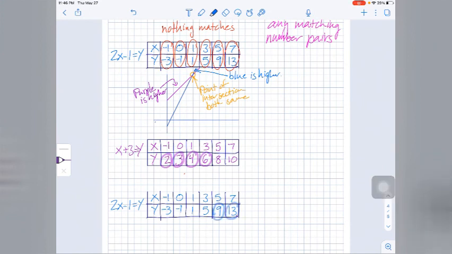And so what that tells me is that somewhere between 3 and 5 is where my lead flips. So I know that even though none of these points are the point of intersection, the point of intersection has to be in this area. It's got to be somewhere in here.